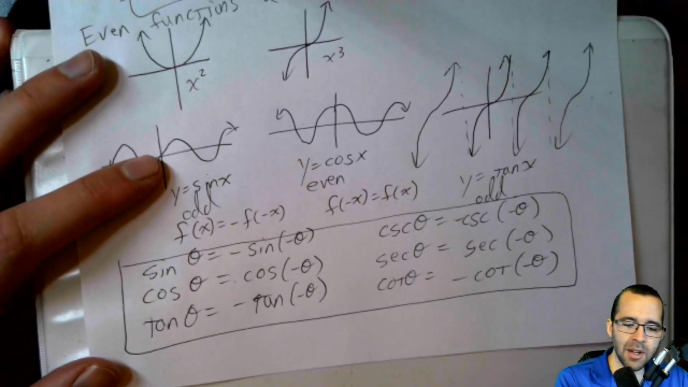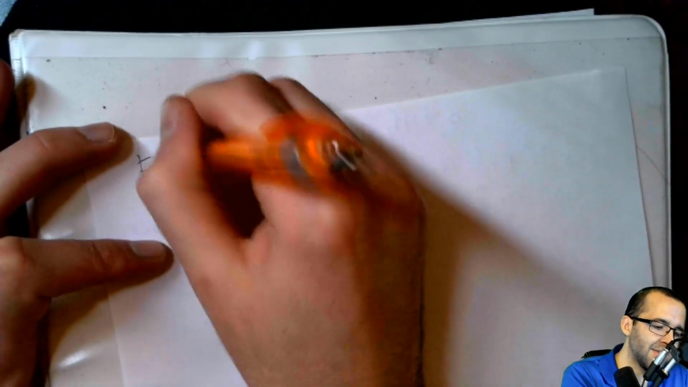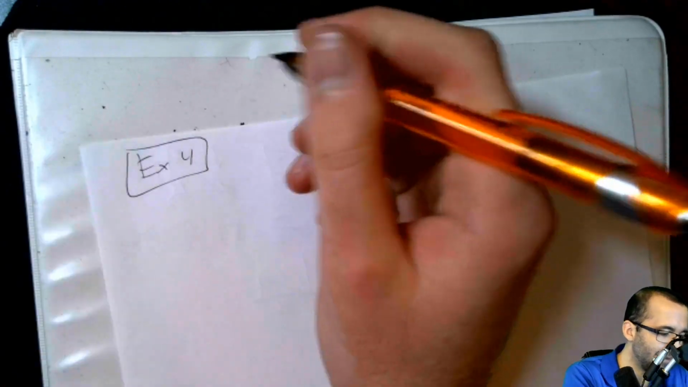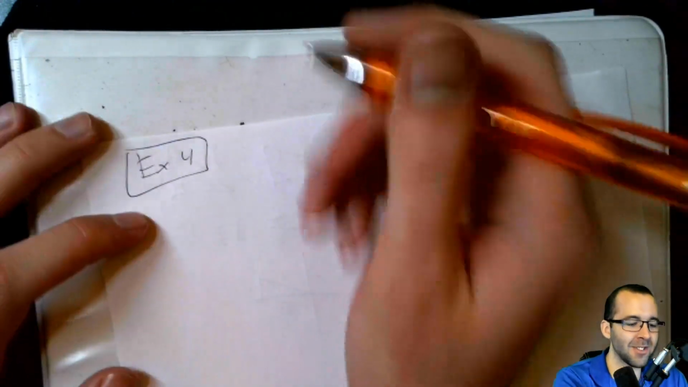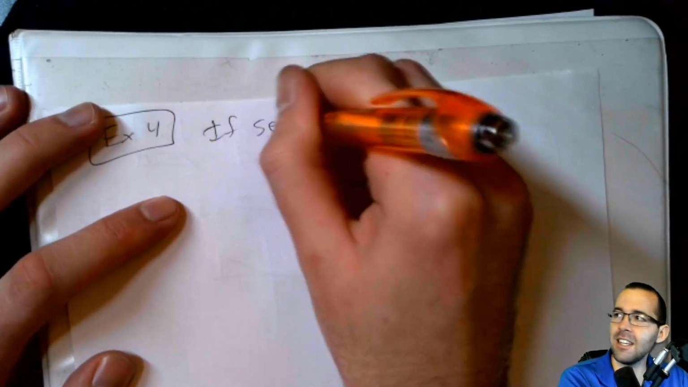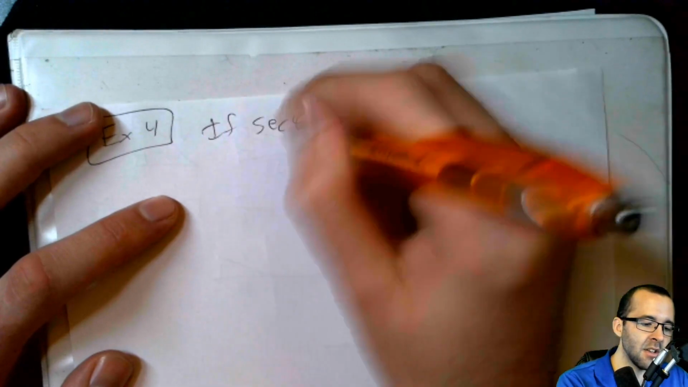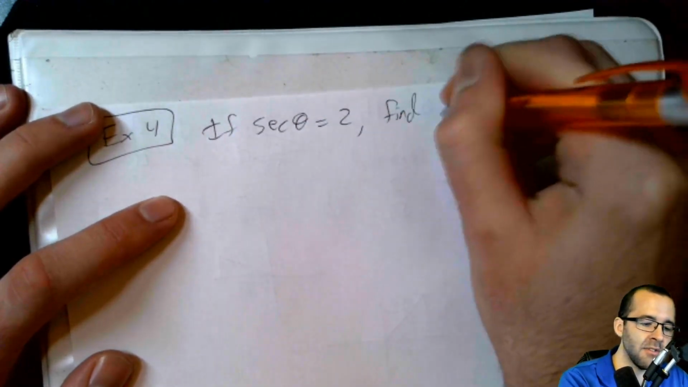Okay. So anyway, let's use this. So we have some baby examples. They're nice baby examples. They should be nice and chill and smooth and easy. I don't think babies are easy and chill, but whatever. They're small examples. Small adult examples, maybe. All right. If secant of theta equals 2, the question is, what is secant of negative theta?